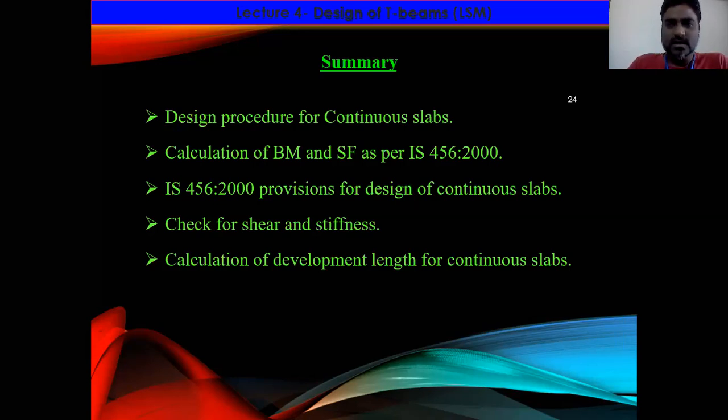Next class we will discuss and solve some example problems for a better understanding.